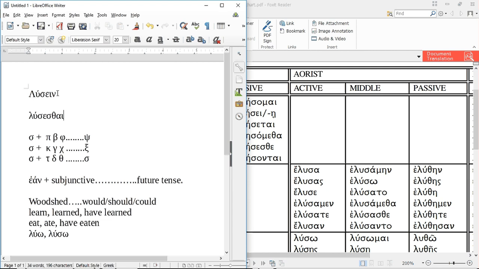All right, other things from this chapter. Here's the future active infinitive, lusein, to be about to loose, and lusesthai, to be about to loose for myself.